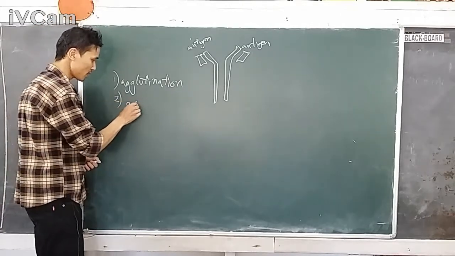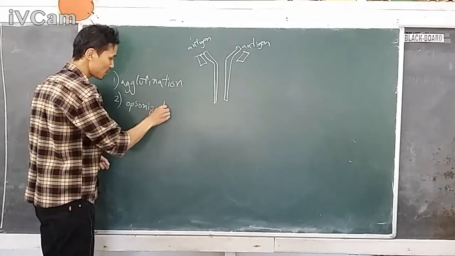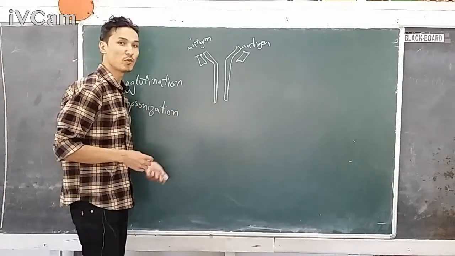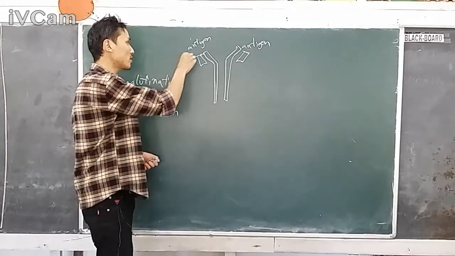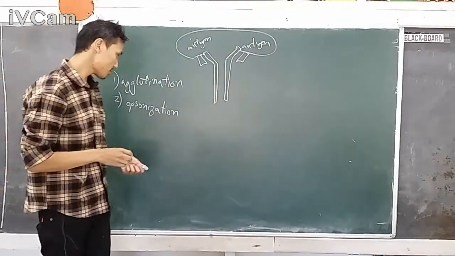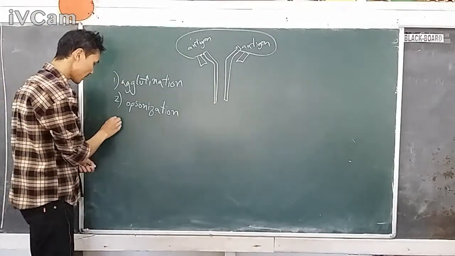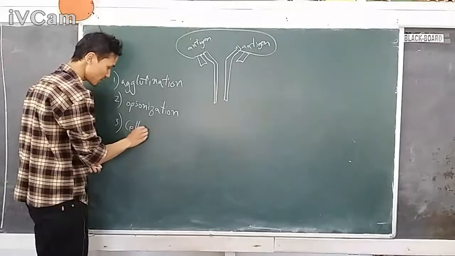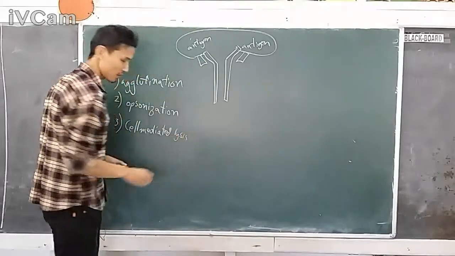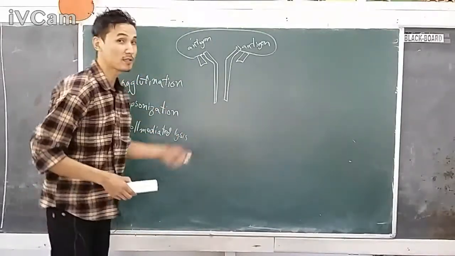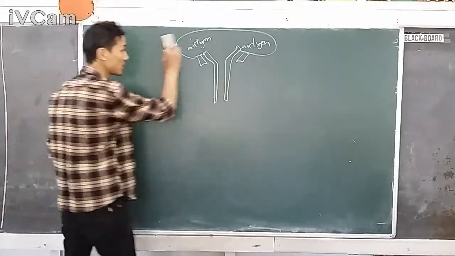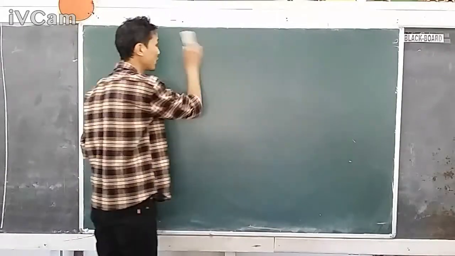Second one is opsonization. By opsonization, again what it means is the antigens bind to the antibodies. As such, when they bind to the antigens, they make the antigen or the pathogen susceptible to phagocytosis. And the last one is cell mediated lysis. By this, what it means is, again, it renders the antigen of the pathogen incompetent, and in turn it invites other cells to act on the ineffective pathogen. So this is how an antibody works.